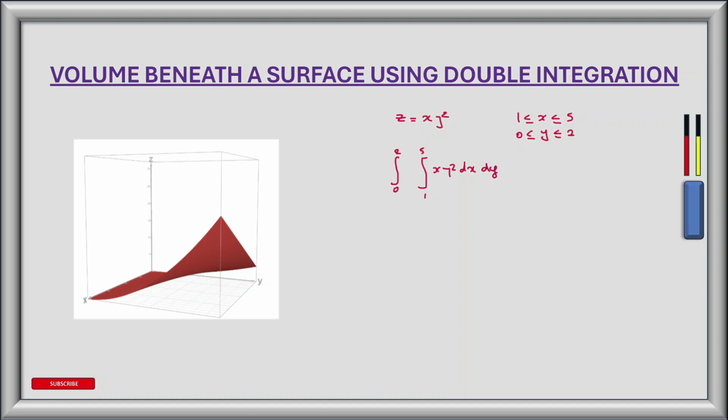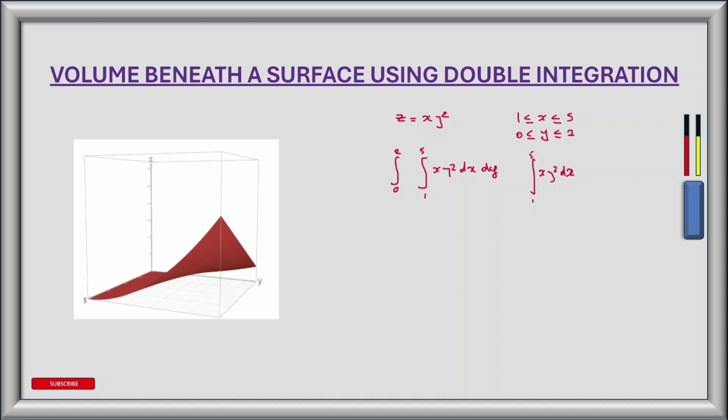So let's first do the x integral. We're going to integrate from 1 to 5 xy squared dx. In this case, the y term is a constant, and the integral should give us a function of y, as we saw in the presentation.